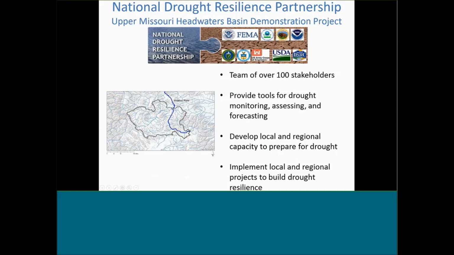And this Upper Missouri Headwaters Basin group is a team of over 100 different stakeholders, and the goals they have determined are to provide tools for drought monitoring, assessing, and forecasting, to develop local and regional capacity to prepare for drought, and then to implement projects on local and regional scales that they hope will build drought resilience.